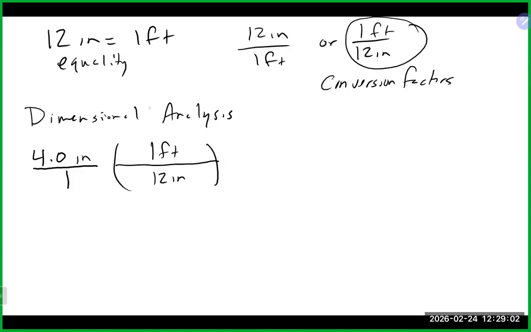Math-wise, whenever you do dimensional analysis, whatever's up on top gets multiplied, whatever's on the bottom gets divided. That is how the units cancel out because you're essentially taking inches on top and dividing it by inches on the bottom, which gives you 1 and they cancel out. Same thing if you took 2 divided by 2, it equals 1 as well, right? And that's why opposites cancel out the units.